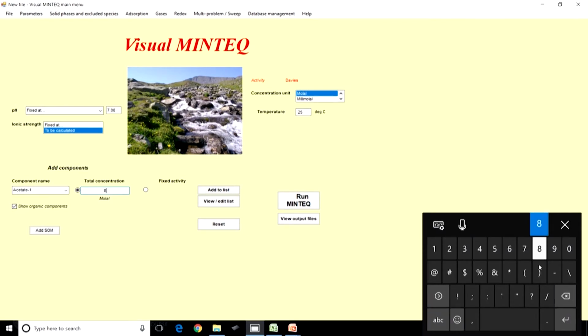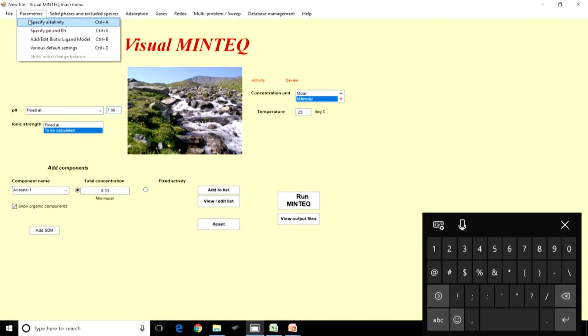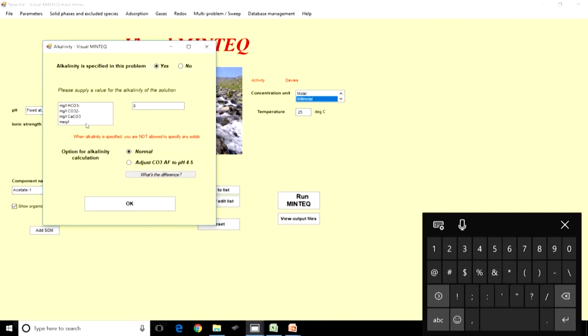8.33, and the units though are millimole, right. Add that to the list. And what else is required though? We had pH 7, and I believe we also had to add alkalinity, and alkalinity was, what is it now? I think we had it in milliequivalents per liter, I think it was 34.7 or 34.734 I believe, okay, 34.734 in milliequivalents per liter.